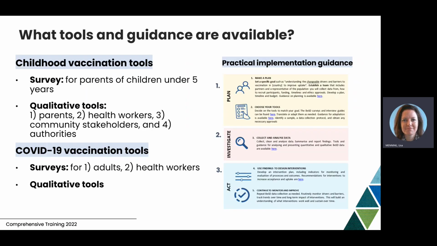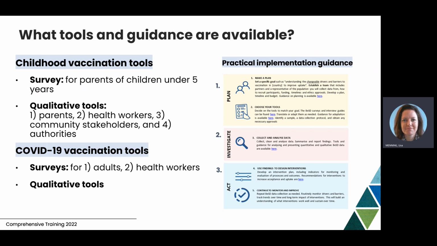So what are the tools and guidance that we now have available on behavioural and social drivers? We have a set of tools for childhood vaccination, a survey for parents of children under 5 years, and also qualitative tools or interview guides targeted to parents, health workers, community stakeholders, and authorities. And for the COVID tools, we have surveys targeted to adults and health workers, and also qualitative interview guides as well.